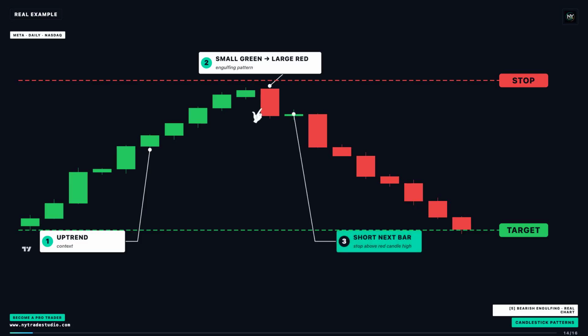Short on the next bar's open. Stop loss above the red candle's high. Your defined risk. Target the next major support level below. Volume confirms the signal. Heavy volume on the red engulfing candle means institutional sellers committed. Light volume means it might be a fake out. Wait one more bar for confirmation in that case.